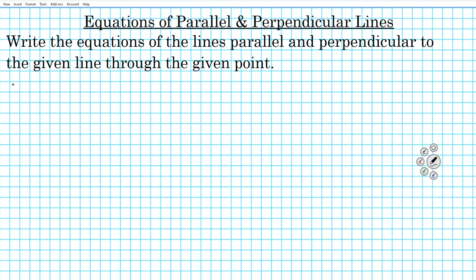So let's say that for this example, question number 1, we have the line y equals 1/3 x plus 2, and we want to find the equation of the line parallel and perpendicular to this line going through the point (3, 2). Okay? All right, let's take a look at it. So for this one, we're going to start by writing down the equation of a line that is parallel. We're going to do parallel first.